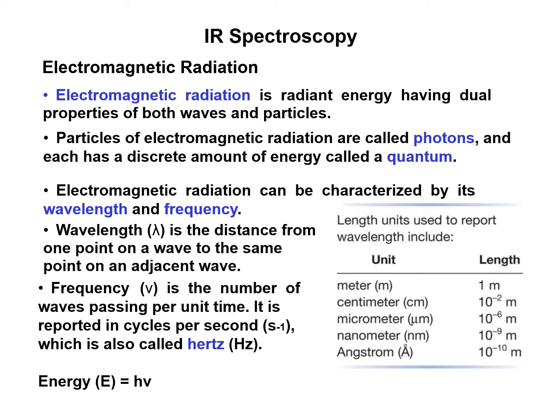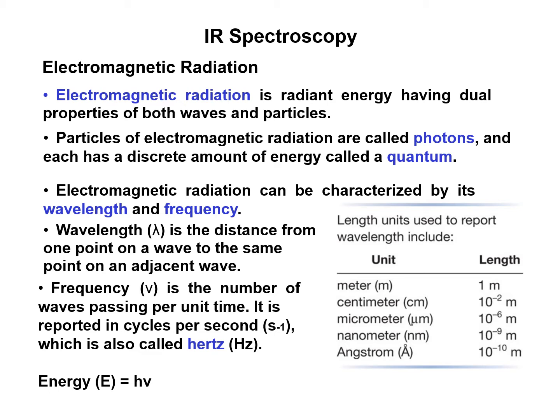So the electromagnetic radiation is a form of energy. You can define it as a particle or as a wave. When it is considered as a particle, the particles are considered as photons, and each of these photons has a discrete energy called a quantum.